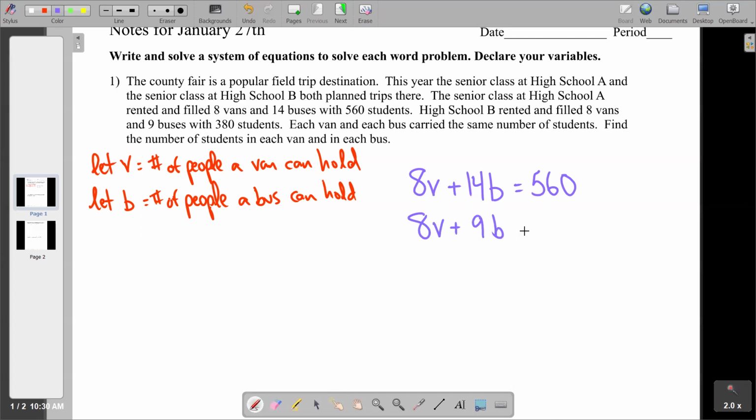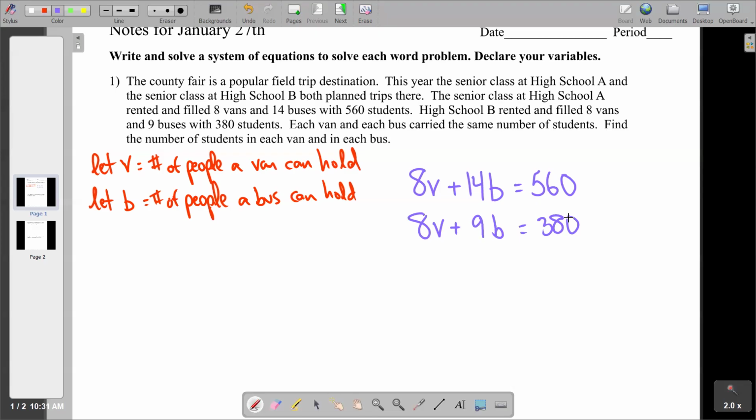Correct. So what we have now is two situations that are, according to this problem, both factual. They both represent a linear relationship, a line. We're not going to graph them, but we do want to know where they cross. And that crossing point will tell us how many students a van holds and how many students a bus holds. And so now it's time to move on to step 3.